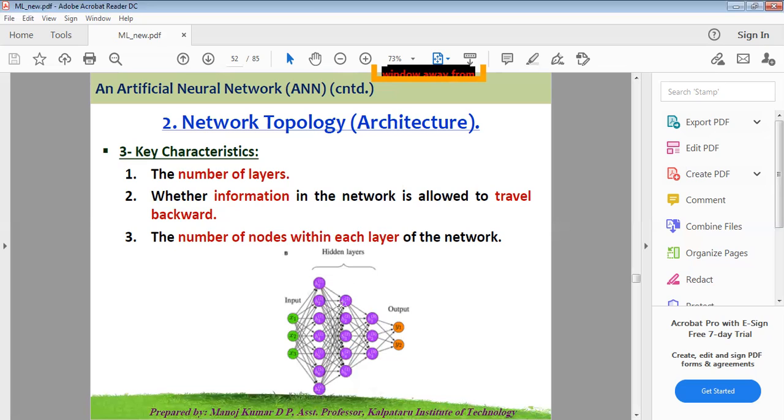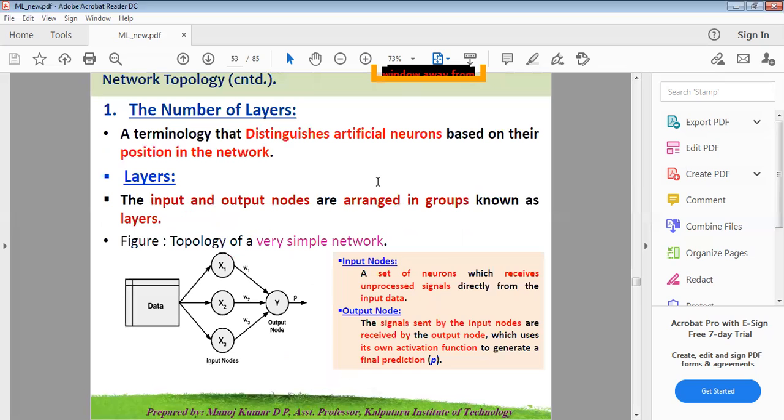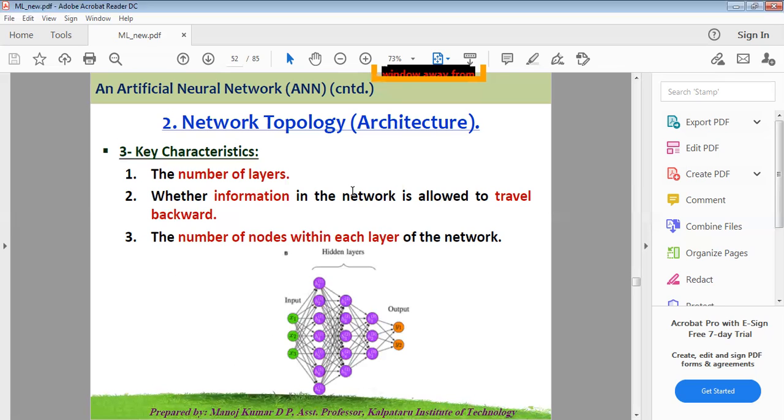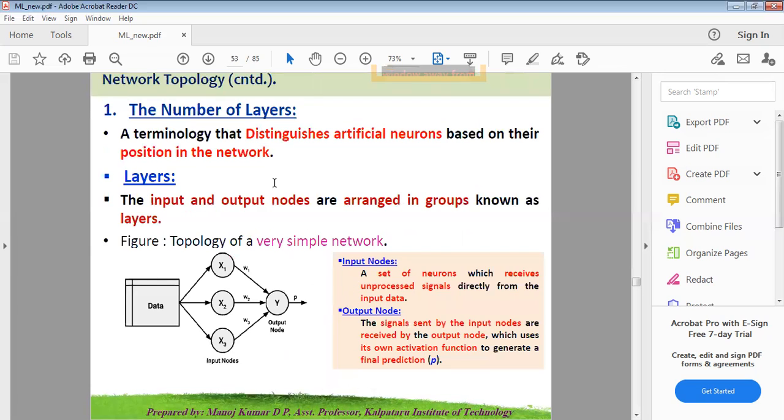So through hidden layers, that's why we go backward. Once you get the output, you compare the expected output with the predicted output. When both are the same, there is no need to backtrack. If both are different, then backtrack again and find the difference. Next, the third one: the number of nodes within each layer of the network. The number of layers we have already seen: the input layer, the last is the output layer, and in the middle you will have hidden layers.